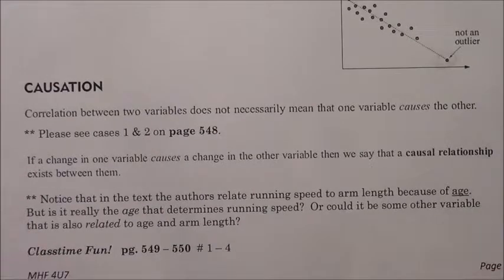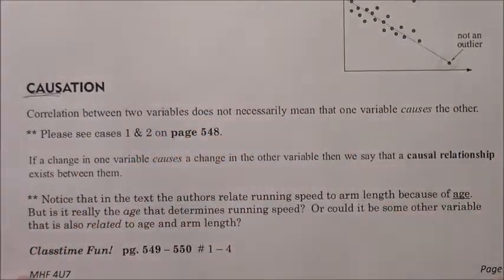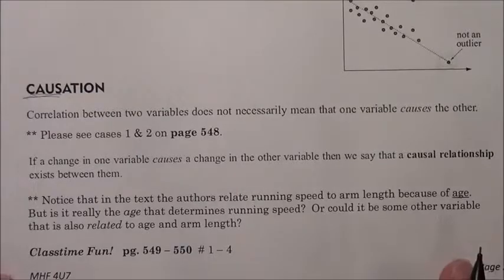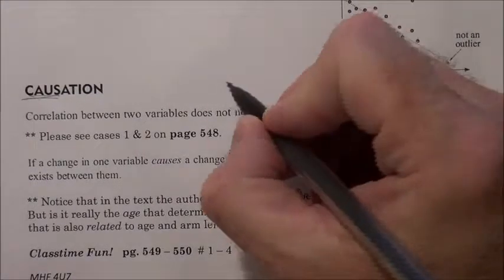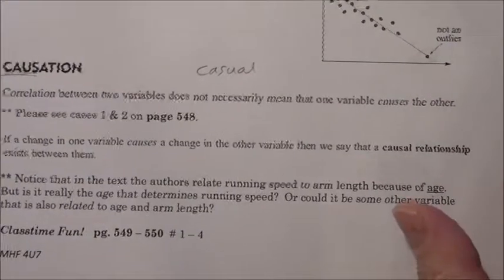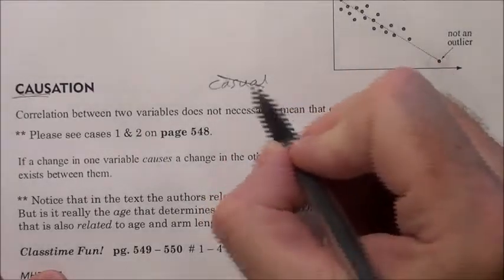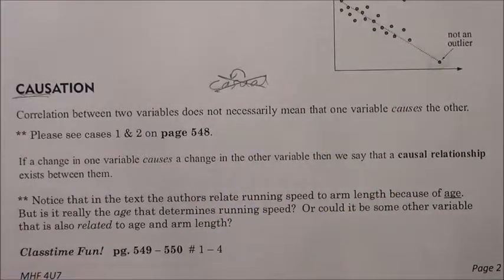And then we look at causation. There are causal relationships, and causal relationships would be, just as it may suggest, one variable causes a change in the other variable. So that would be a causal relationship. Not, as people may think, casual. It's not a casual relationship. It's causal, where the U is before the S.